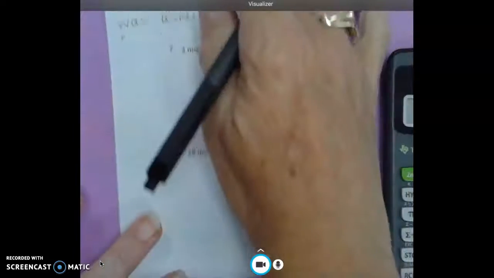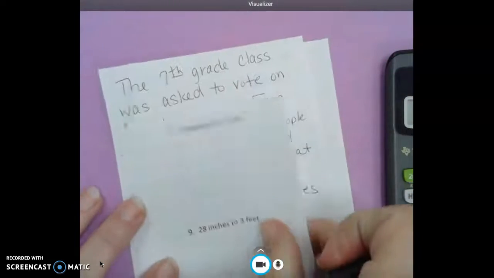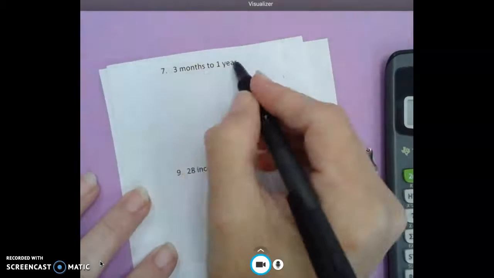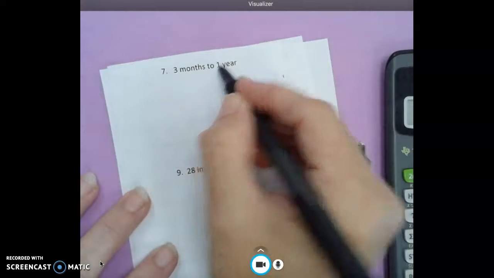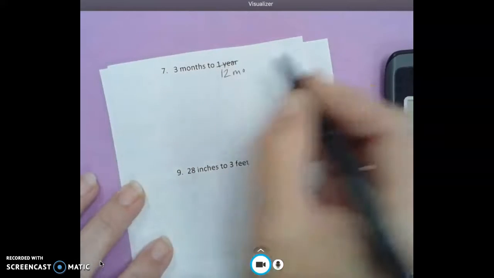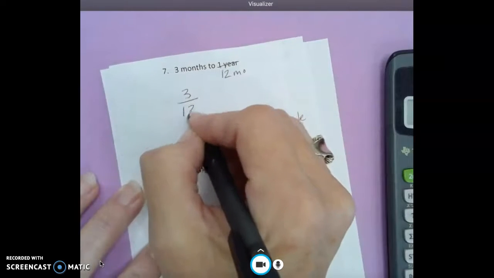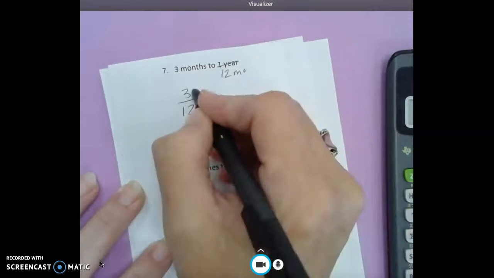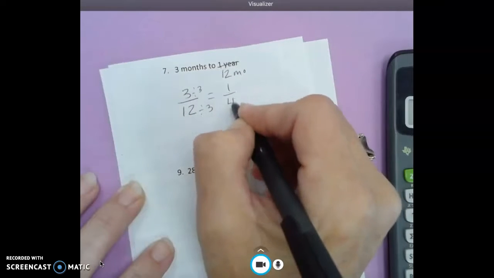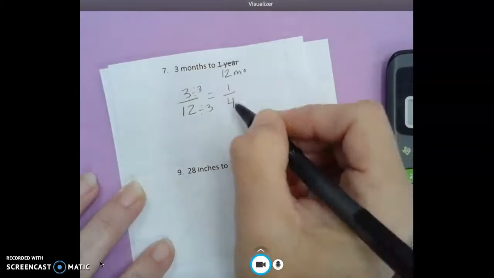Alrighty, we're getting into short rows, almost done. 3 months and 1 year. So I know there's 12 months in a year, so this is going to become 12 months. So I'll get 3 over 12. I can divide both of those by 3, and I'm going to come up with 1/4. So 1 to 4.